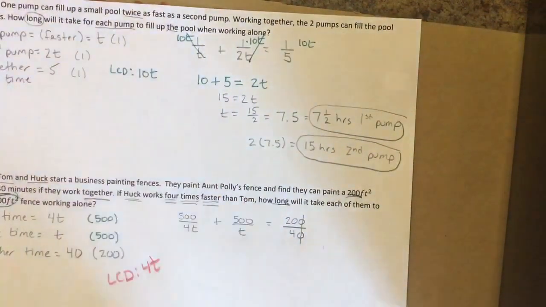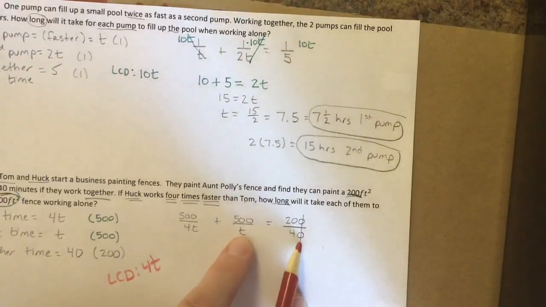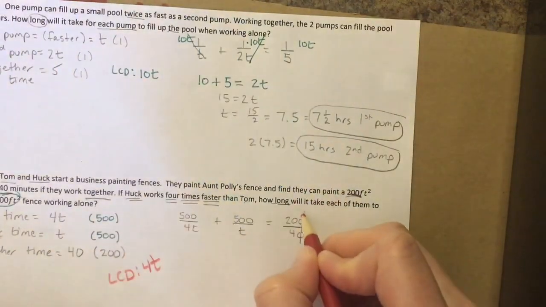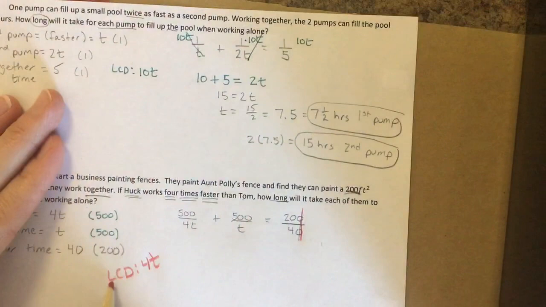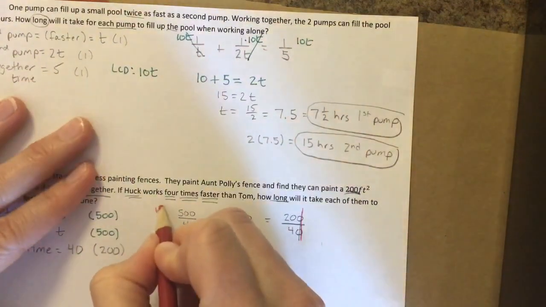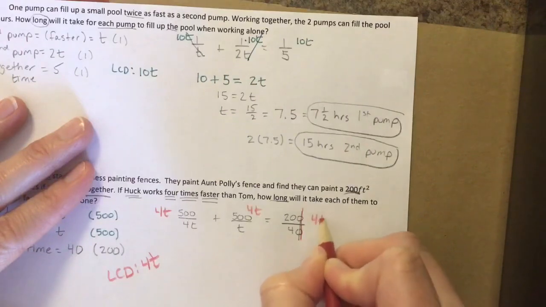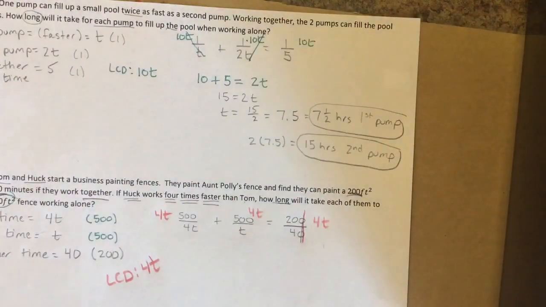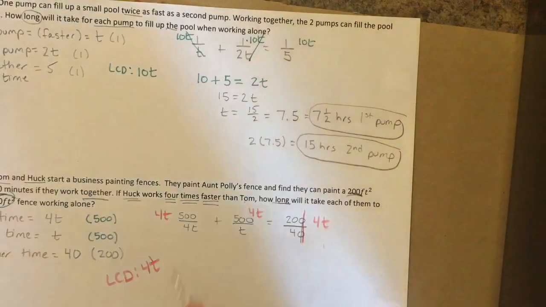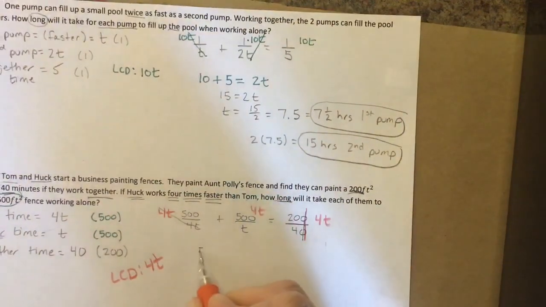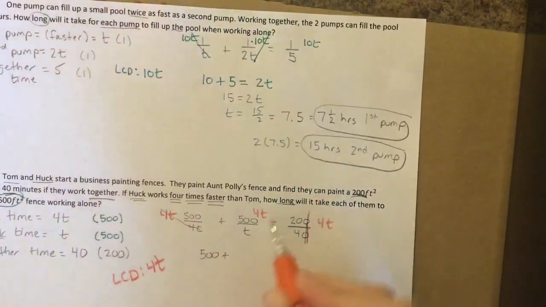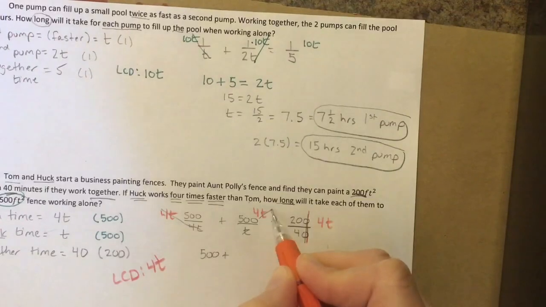So instead of having to do 40T, if I simplify it a little bit, I can get a smaller least common denominator, right? So that's 4T, 4T, and 4T. Okay. So what do I get? Here, the whole 4T's cancel. I get 500. Plus, here the T's cancel.